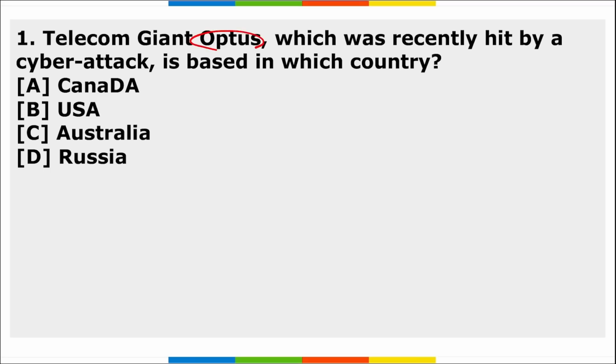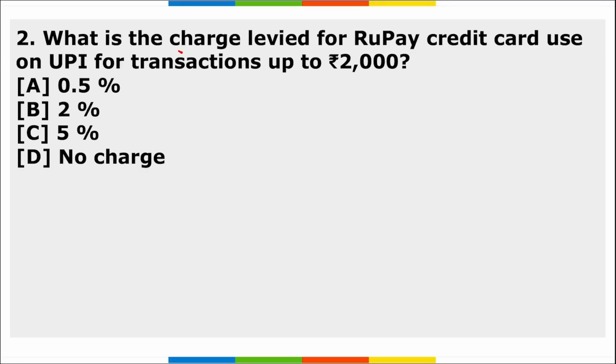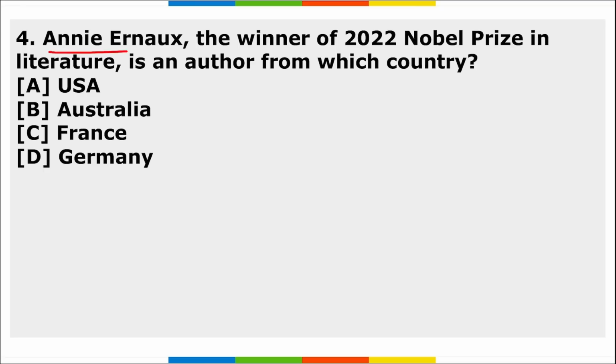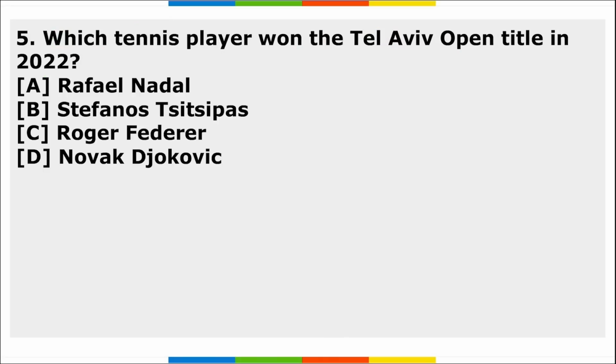Telecom giant Optus, which was recently hit by a cyber attack, is based in which country? What is the charge levied for RuPay credit card use on UPI for transactions of up to 2000 rupees? As per the recent World Bank report, what is India's GDP projection in the current fiscal year? Fourth, Annie Ernaux, the winner of the 2022 Nobel Prize in Literature, is an author from which country? Fifth, which tennis player won the Tel Aviv Open title in 2022? Yesterday we did this. Alright, so that's all for the day, friends.